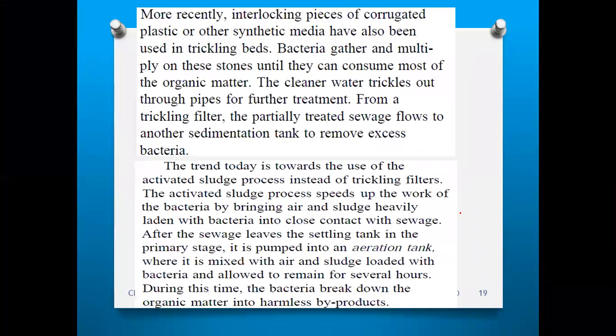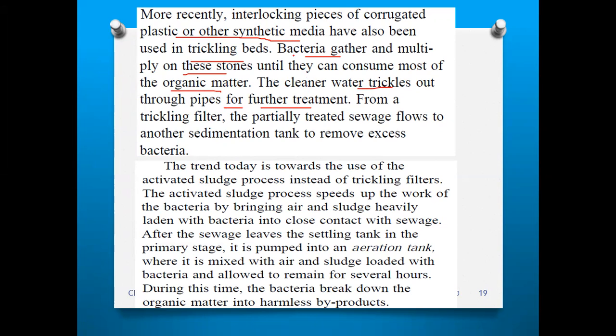So in this process, the most recent interlocking pieces of corrugated plastic or other synthetic media have also been used in the trickling beds. Bacteria gather and multiply on these stones. So in the trickling filter, what happens? Bacteria will gather and multiply on these stones until they can consume most of the organic matter, right? The cleaner water trickles out through the pipes for further treatment process.